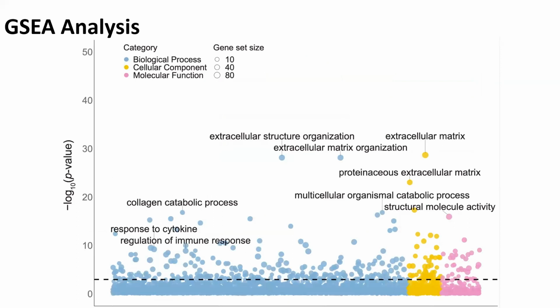We also did a GSEA, gene set enrichment analysis, on the genes identified by our method. You can see the top signals all make biological sense: extracellular structure organization, extracellular matrix, collagen, response to cytokine, regulation of immune responses. So they all seem to make sense. Therefore, you can see that Spark is indeed quite powerful and helps you understand the biology of those spatial transcriptomics tissues. So that's Spark.